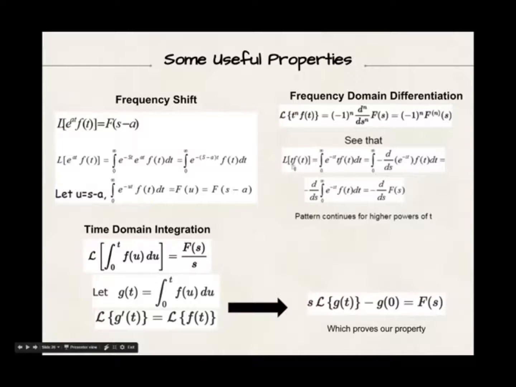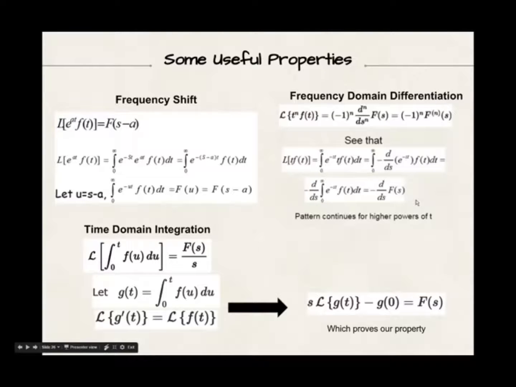We see that the Laplace of t f of t is equal to the integration of e to the negative st times t f of t with respect to t from 0 to infinity, which is equal to the negative derivative of e to the negative st times f of t dt from 0 to infinity. We then take the negative d ds out, so it becomes the negative derivative of the integration of e to the negative st f of t with respect to t from 0 to infinity, which is then equal to the negative derivative of F of s.